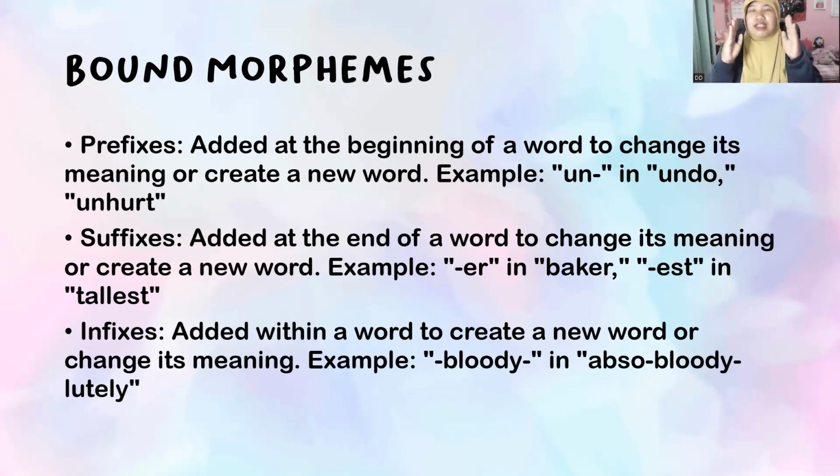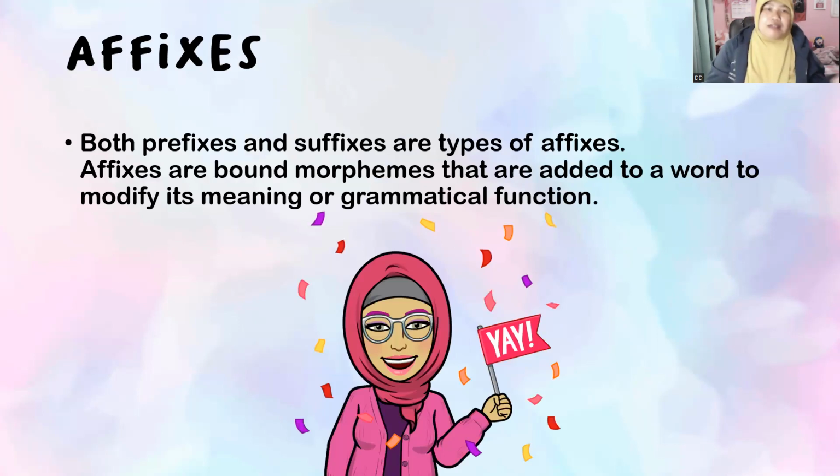If it is only one single word, bloody, perhaps you will think about, oh, when you accidentally cut yourself while slicing a banana, and then you will be bloody. But it can create a new word like absolutely. And yeah, prefixes and suffixes are called affixes. Affixes are bound morphemes that are added to a word to modify its meaning or grammatical function. So it can create a new word that changes the part of speech.